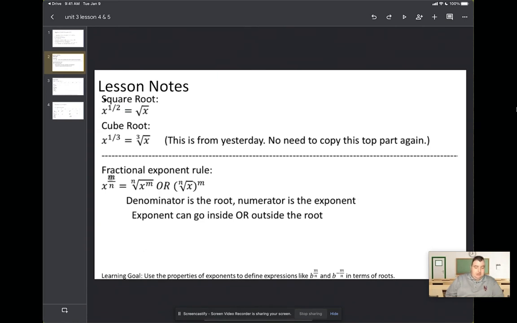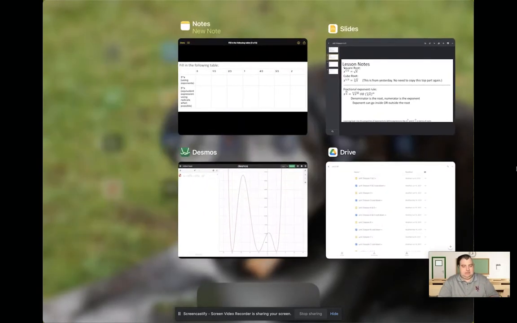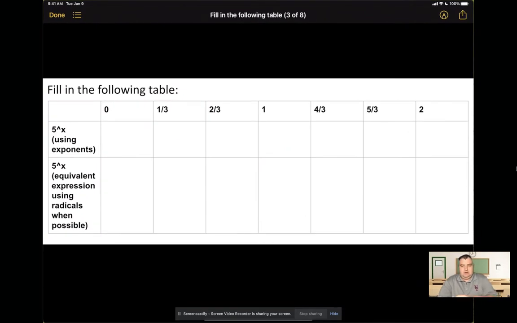The numerator of the fraction will tell me the exponent. But the key is the exponent can either go inside the root or it can go outside the root. It does not matter. They mean the same thing. So again, the denominator tells me the root, and the numerator tells me the exponent, which can go inside or outside the root. So with that in mind, let's go to the examples for this lesson.